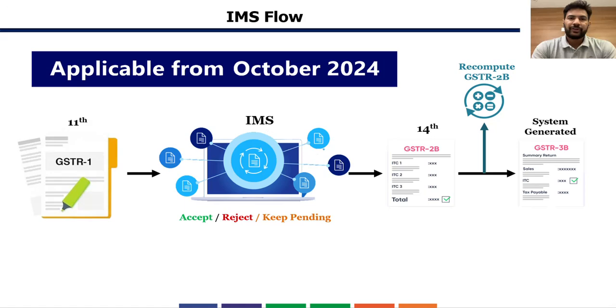The third point is from when the IMS will be applicable to the taxpayers. IMS will be applicable from October 24 period onwards. That means the GSTR-2B for September 2024 period, that will be generated on 14th of October 2024, will be generated based on the current logic and there will be no accept reject functionality available in that particular GSTR-2B.